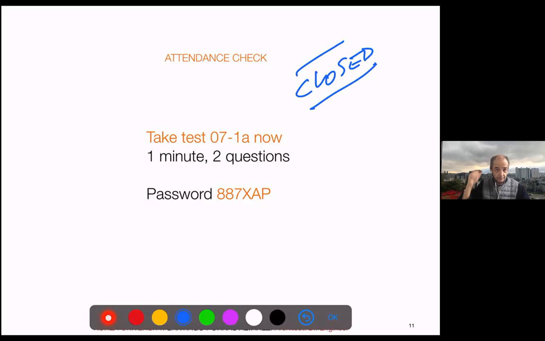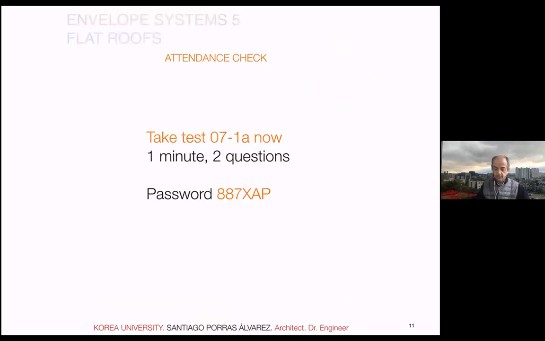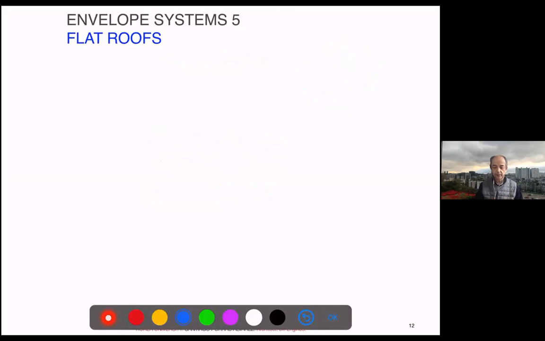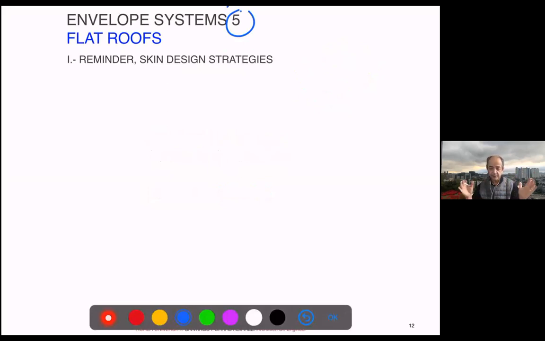Okay, so let's continue with the class. So today we have the 5th part of the envelope systems, and we are going to flat roofs. As happened in many occasions, this is expansion, revision and expansion of what we saw in materials. I had no time to rebuild completely the lecture, but I will give some more material which may be interesting.